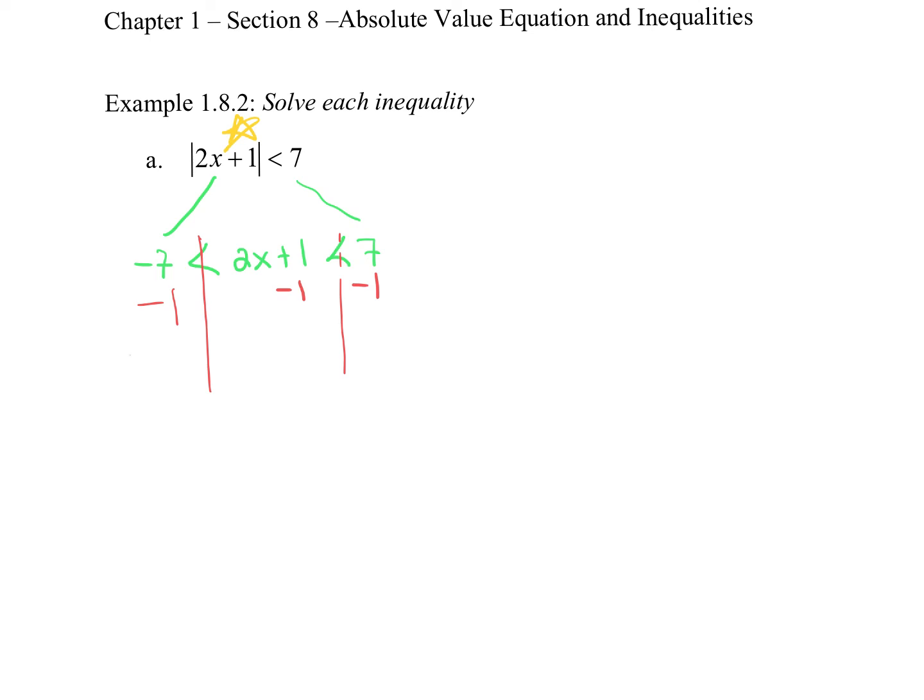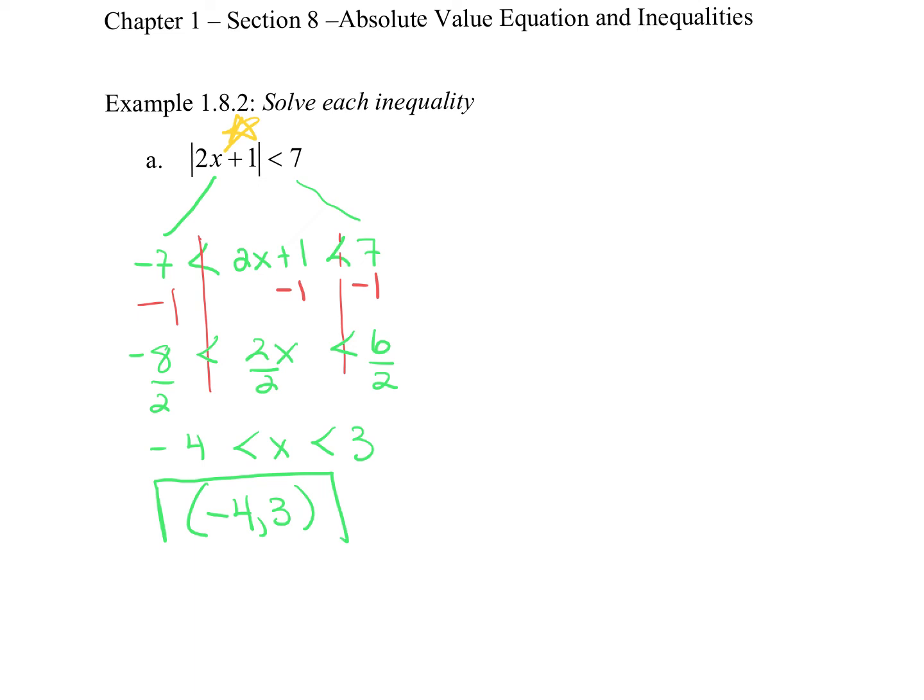So now I get negative 8 is less than 2x is less than 6. Divide by 2, and if you do it in one place, you have to do it in both of the other places. So you get negative 4 is less than x is less than 3. So I can write this as an interval from negative 4 to 3, and everything in that interval is my answer.